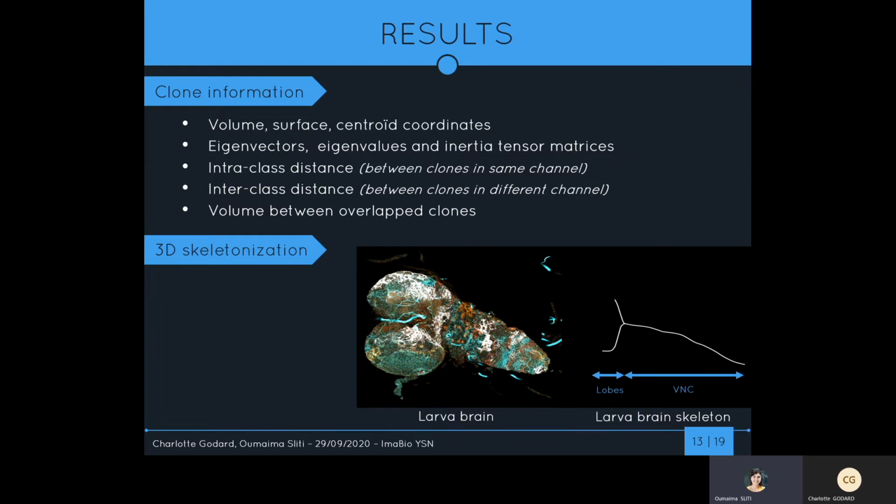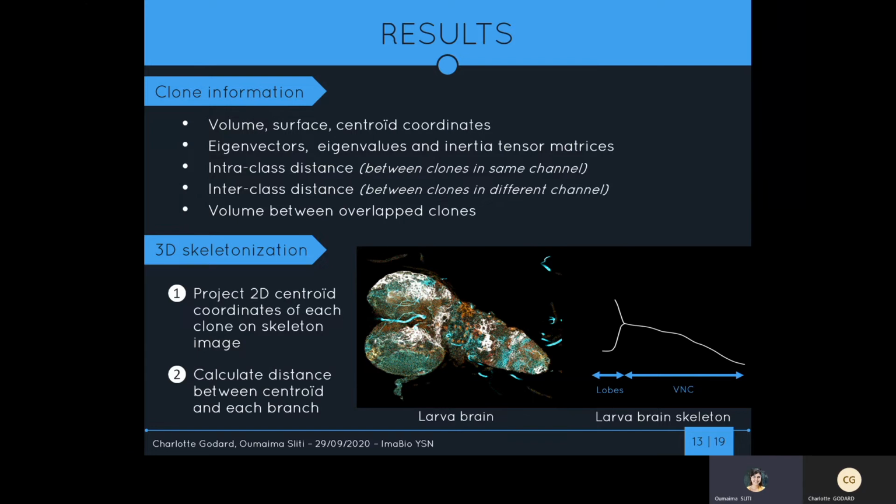Another problem we need to solve is whether the clone is in the central brain lobes or in the ventral nerve cord. And to answer this question, we extract the larva brain skeleton by denoising the third channel with a Gaussian blur. Then we apply a 3D skeletonization algorithm. And for each clone, we project the centroid coordinate onto the 2D skeleton image, and we compute its distance compared to the branch.